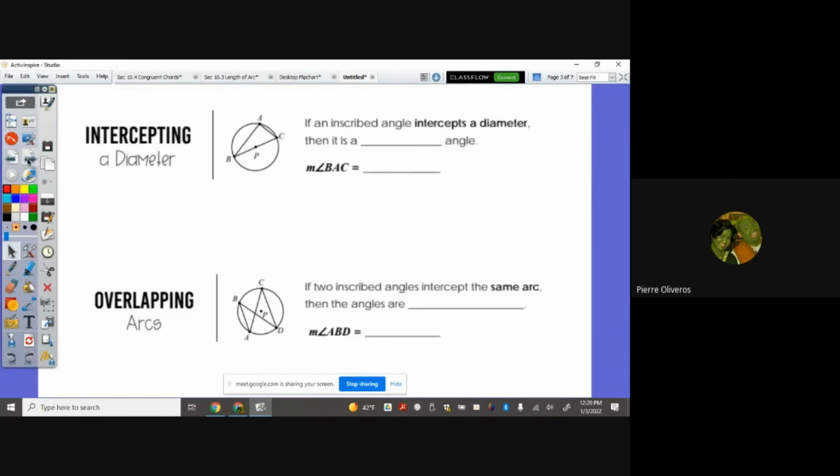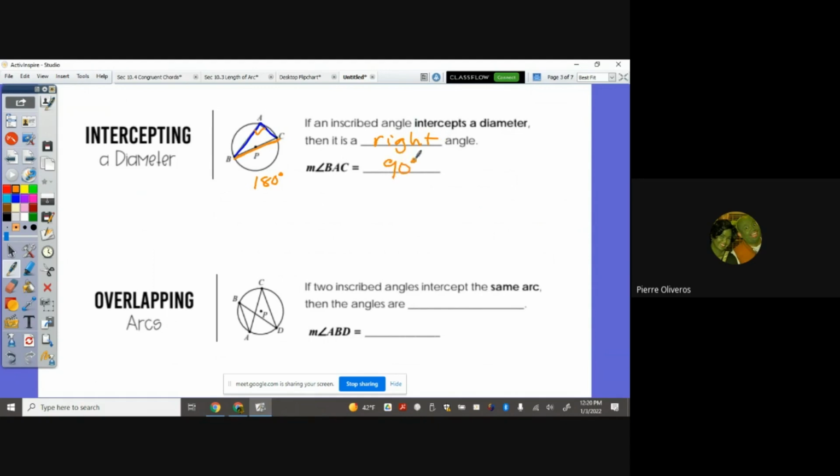Intercepting a diameter. So what if we have the inscribed angle right here, but this is the diameter? We know that this is 180 degrees. So the angle A will be 90, or a right angle. So the measurement of BAC is 90 degrees.